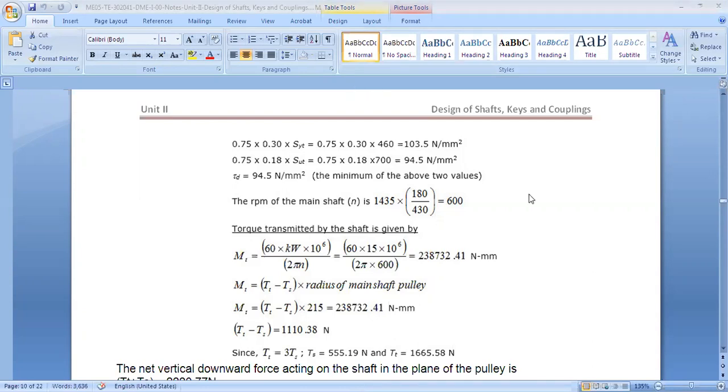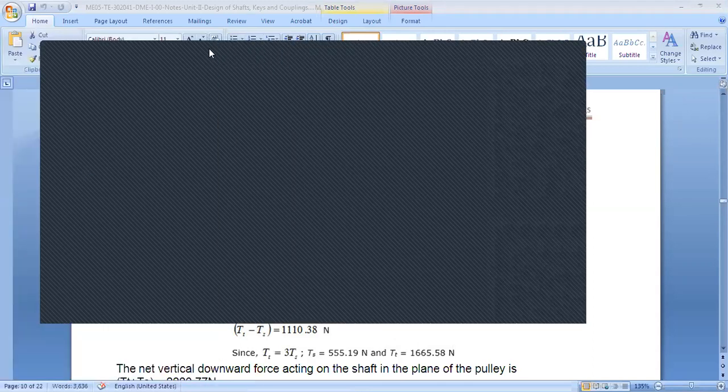So now we will go further. This is our regular general design, but we are just using the advanced ASME procedure. Okay, so let's proceed now.